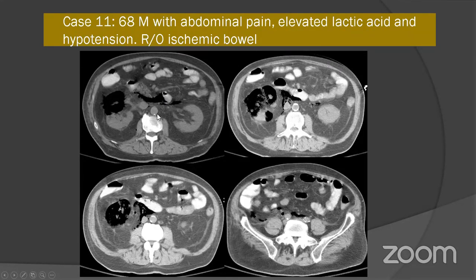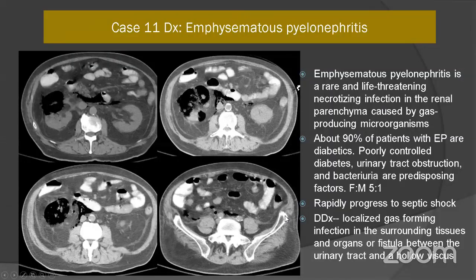And this is a classic case of emphysematous pyelonephritis. You can see a large complex air collection within the right kidney extending into the perinephric space, as well as the retroperitoneum. This is rare, but it's a life-threatening necrotizing infection caused by gas-producing organisms. The majority of the patients are diabetics, usually poorly controlled, might have underlying urinary tract obstruction, and it is commonly seen in females. These patients are very sick. They can rapidly progress to septic shock.